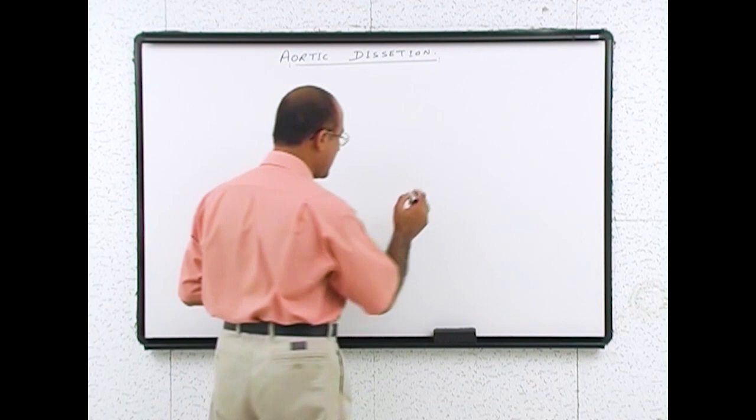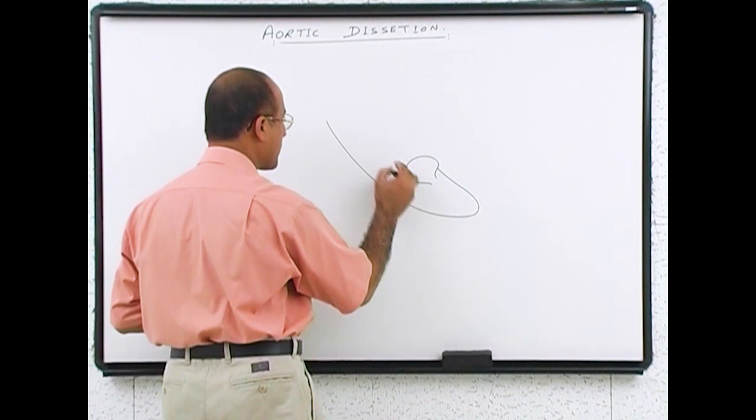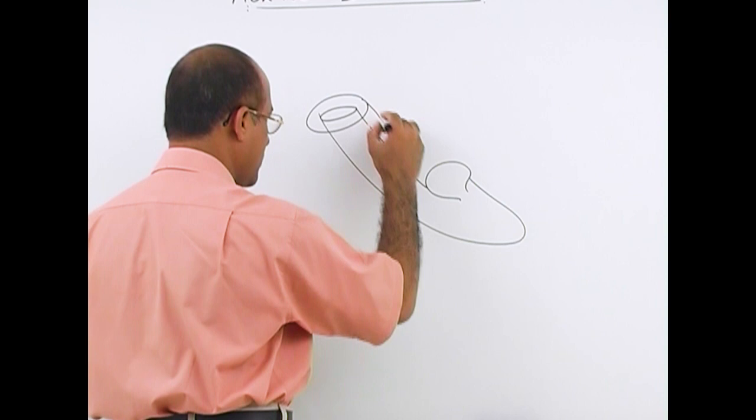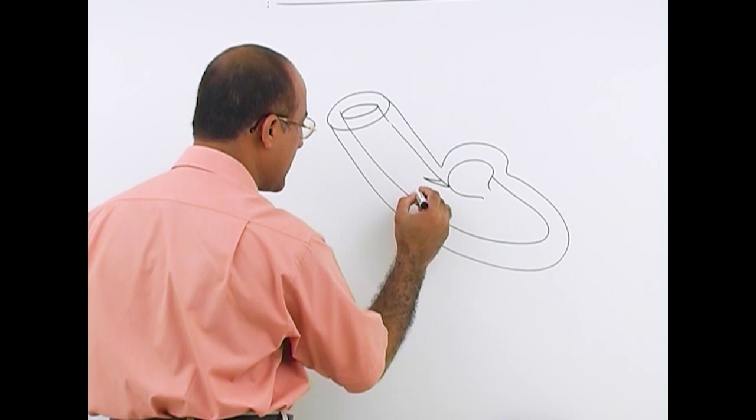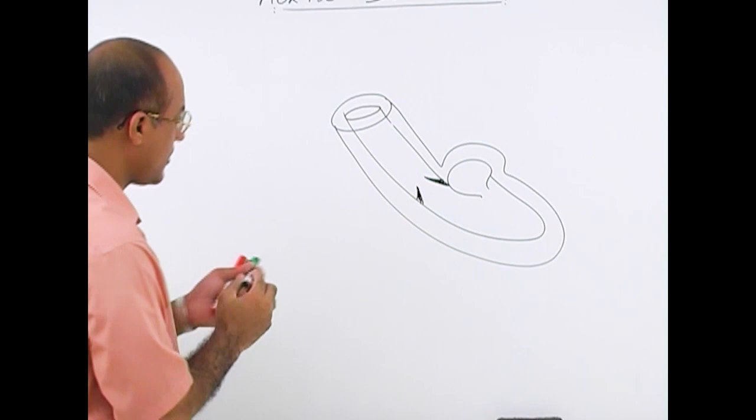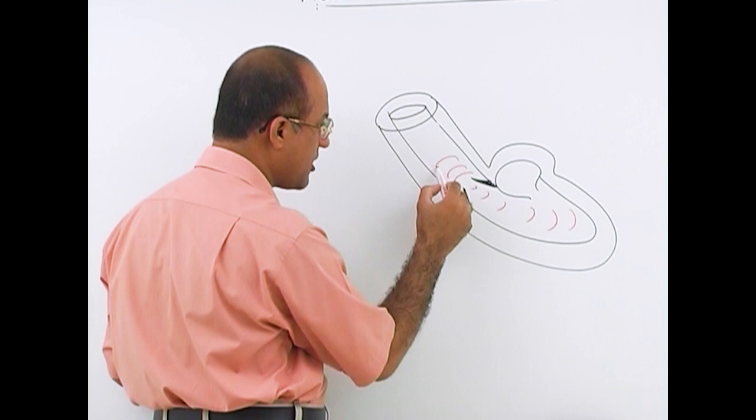Let's suppose I draw a diagram. Let's suppose this is aorta, here is atrium, this is left heart. It's a very simple diagram, it's not truly an anatomical diagram, it's a functional diagram, right? Now look. Normally, blood from the left ventricle is ejected into aorta, right? And blood is moving into the lumen of aorta.